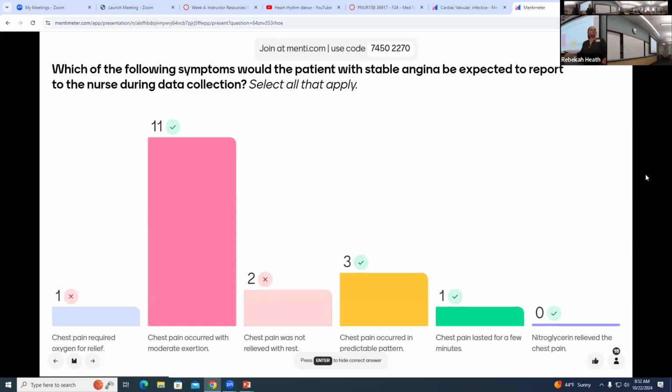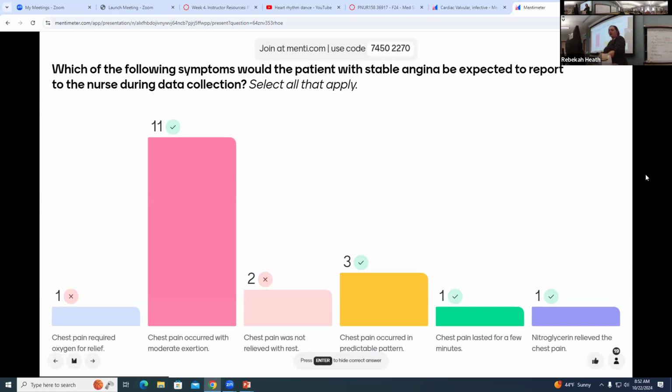Okay, so the chest pain required oxygen for relief. We're going to talk a little bit about stable versus unstable angina. Meaning, if somebody's having chest pain, stable means we're okay. We're going to watch them, see what happens. Unstable means you need to go to the emergency room, hopefully somewhere that has a cath lab, because we know your heart is in grave danger. So if the chest pain required oxygen, that puts them in the unstable category.